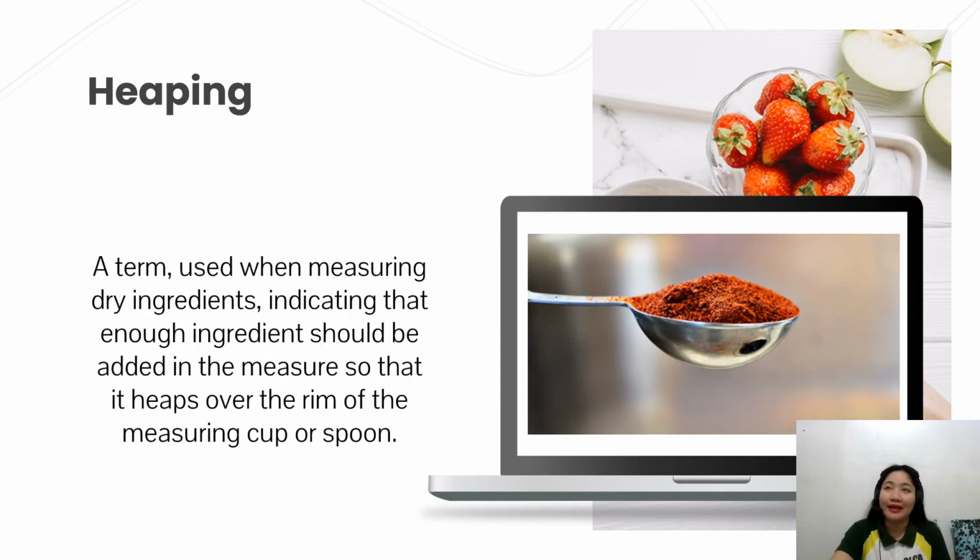Heaping is a term used when measuring dry ingredients, indicating that enough ingredients should be added in the measure so that it heaps over the rim of the measuring cup or spoon. So here is our illustration.